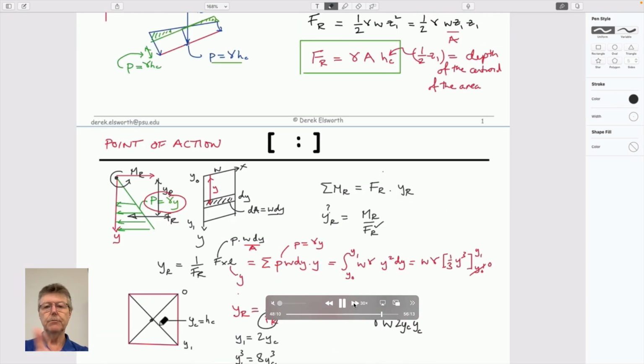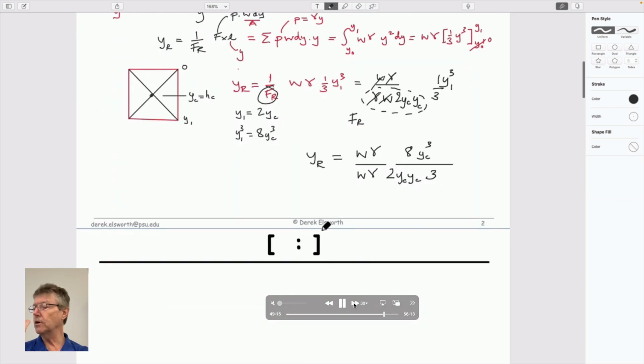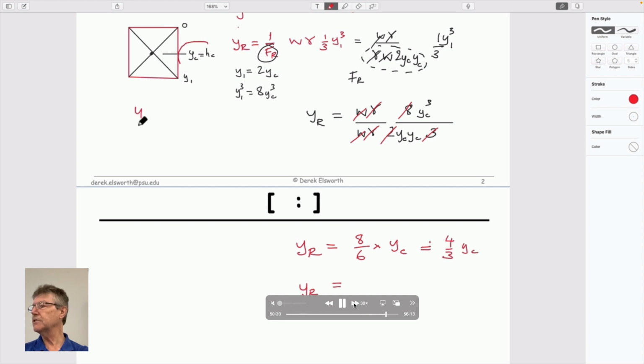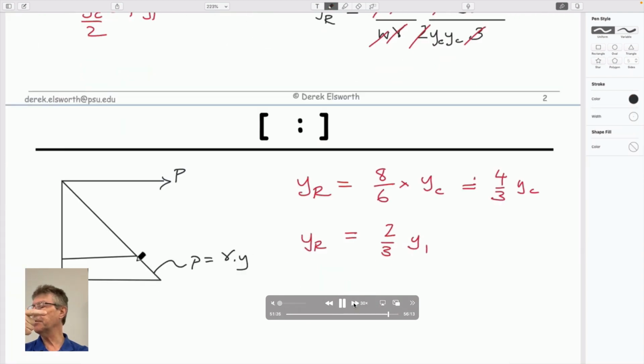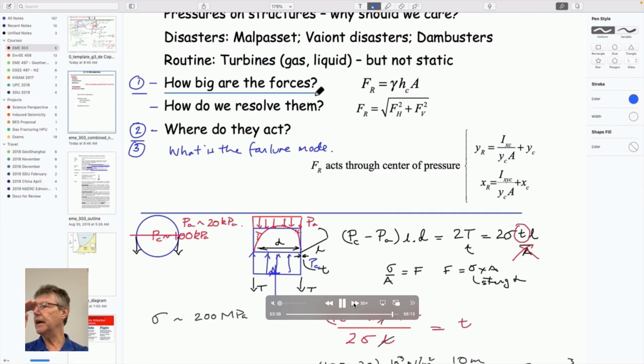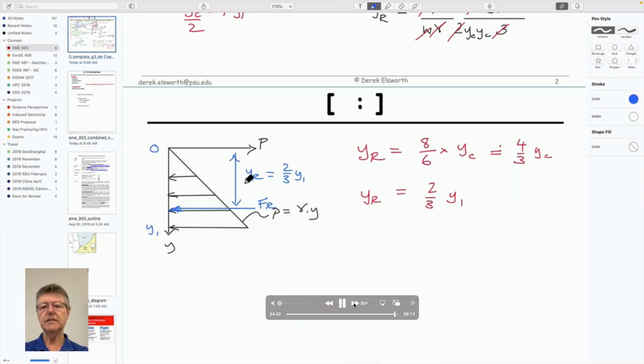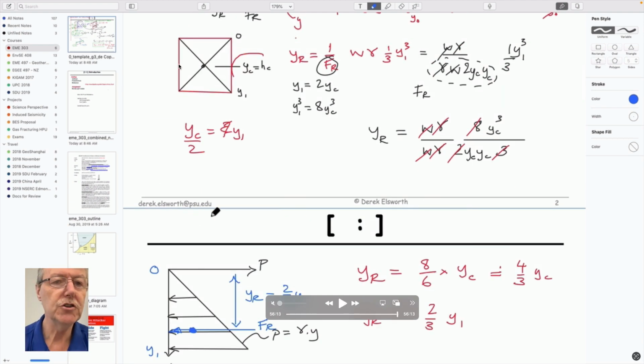I will probably skip this, but the idea is we want to know, one, the magnitude of the force. The resultant force acts perpendicular to the plate. It's F sub r. The location where it acts is at some depth, y sub r. And we need some method of being able to determine exactly what that is. That's our job for today.